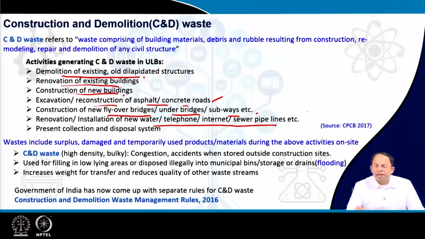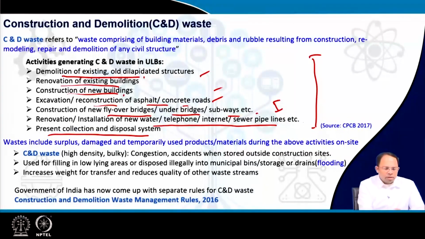That means any kind of digging, any kind of laying of pipelines will require some sort of excavation, laying of some brick soling, and all these things will also lead to a certain amount of waste. And then the present collection and disposal system as well. So, these are the different sources of C&D waste in urban areas. The primary point that we take from this is it's not only masonry, it's not only brick, but a lot of soil, a lot of silt, because a lot of excavated material also comes from these kinds of activities.